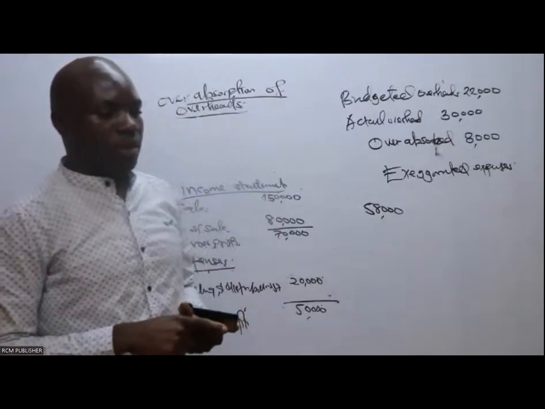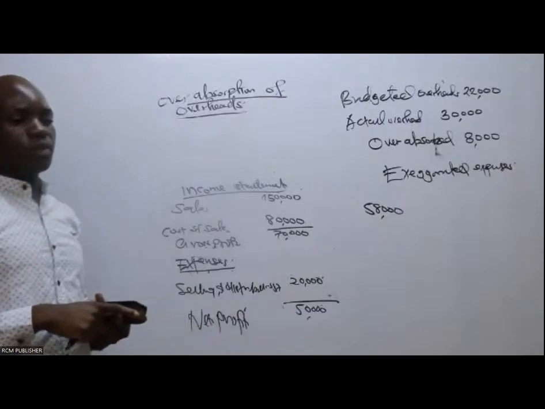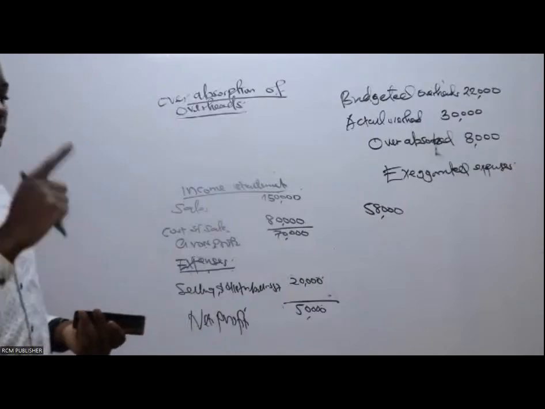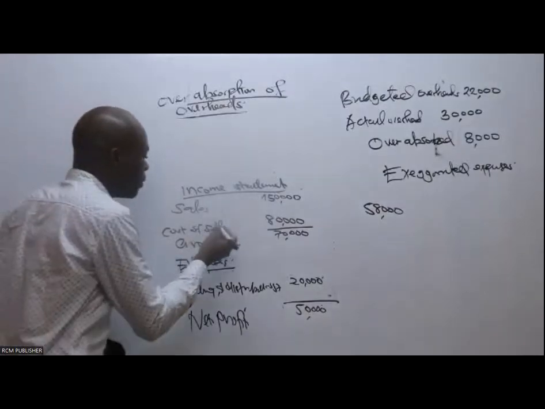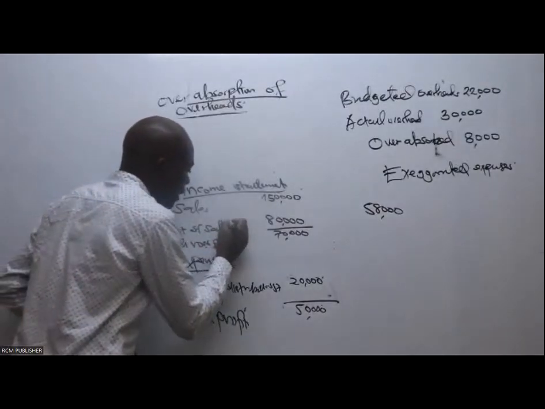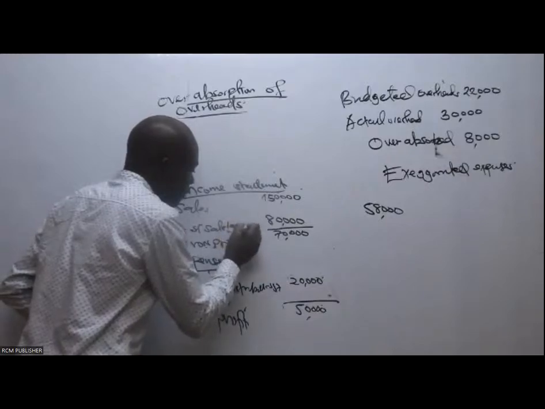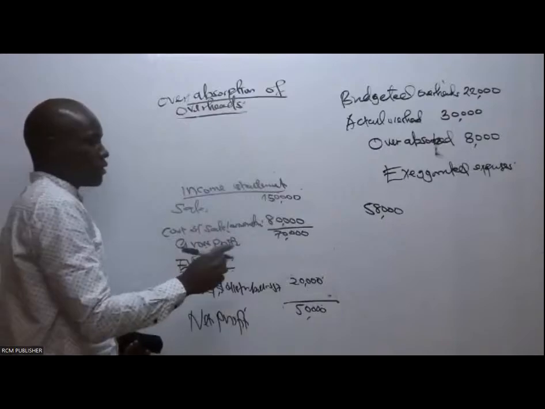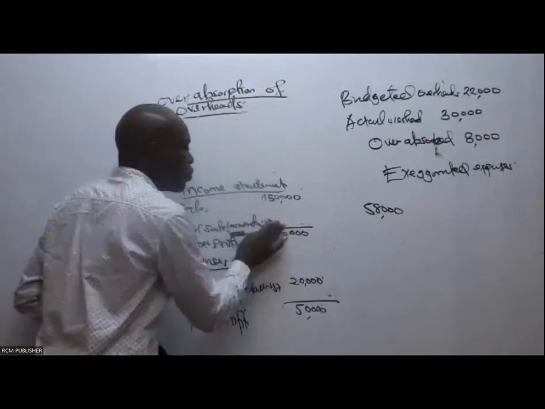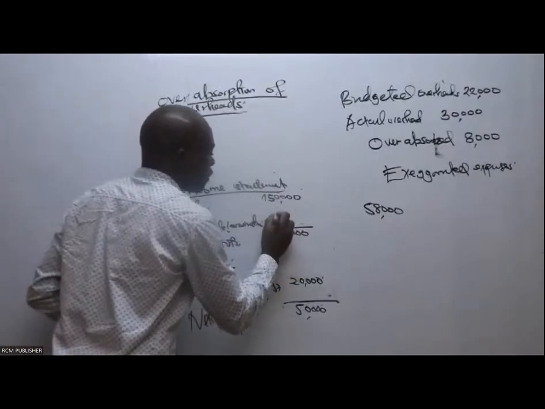Somebody to help me at that point. I'm going to less it from cost of sales. So what am I going to do? I come to cost of sales and say less over absorption of 8,000. From 80,000, I'm going to remain with 72,000.